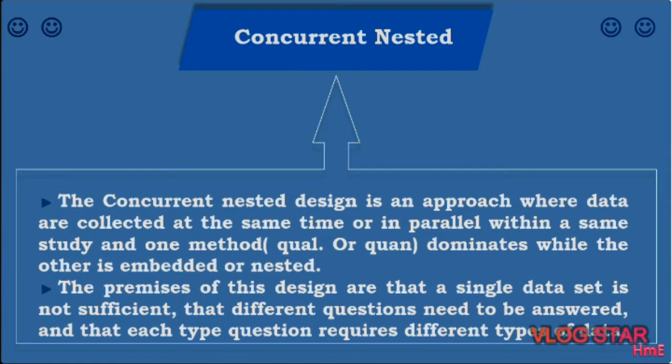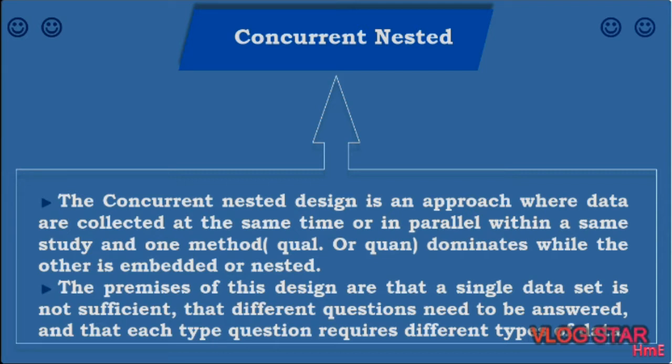I'm going to discuss the definition first. Here the term concurrent indicates that both qualitative and quantitative data are being collected at the same time. But the important point to be noted here is that the researcher, while finding the answers, sometimes has one method dominate the other, and the dominated method is embedded or nested in it. Here, the embedded method plays a secondary role.